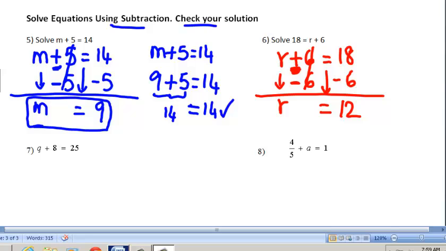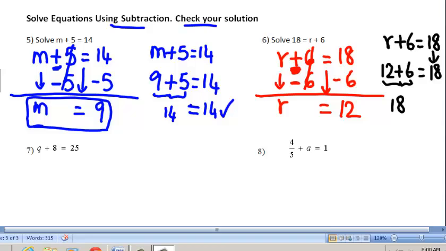Go back, check your solution. Write down the actual equation that they have given you, the actual problem. Substitute the answer that you got. Bring this 18 down just like that. This is what you're solving, 18. You got it? Which is equal to the 18 that they've given you. So our answers match up.